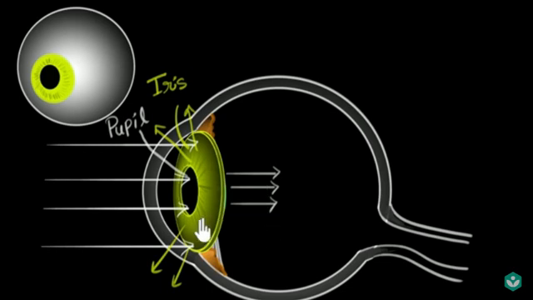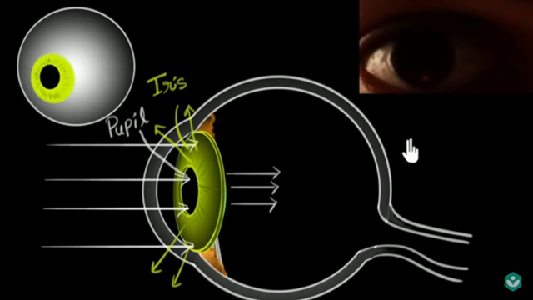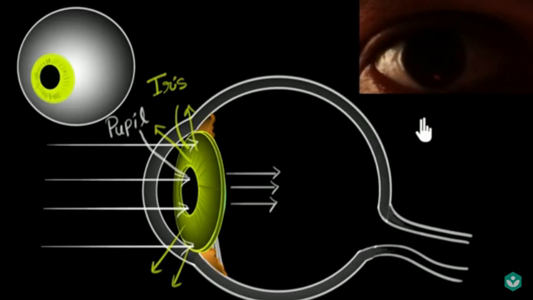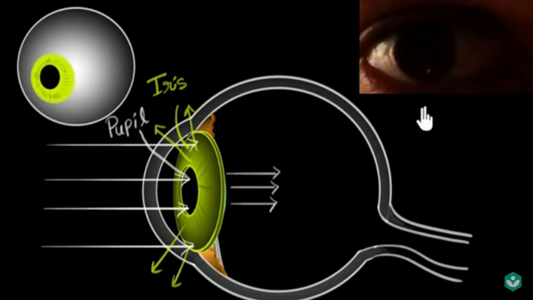And you can do this experiment at your home. Just stand in front of a mirror in a dark room. Your pupils will now be dilated. And just flash light into your eyes and you will see immediately that the pupil will get constricted, become smaller in size.